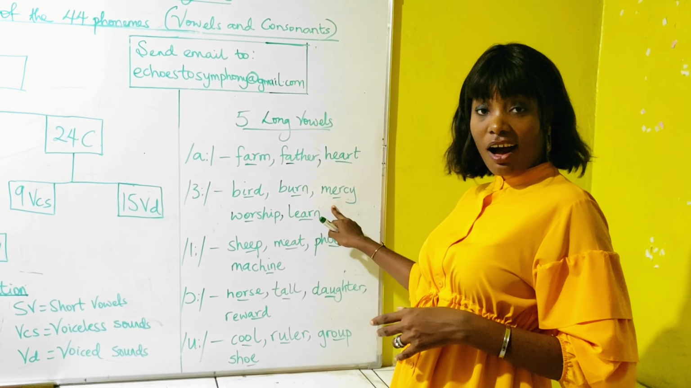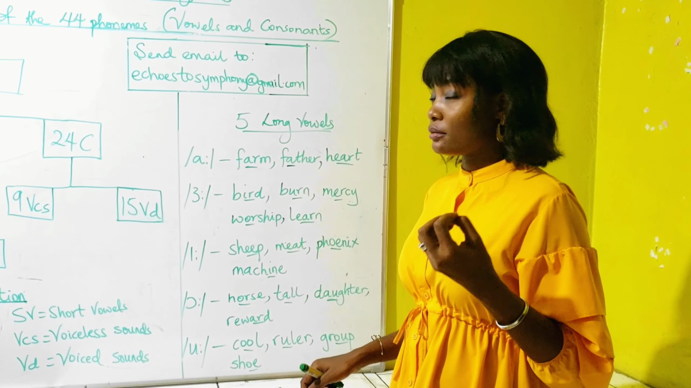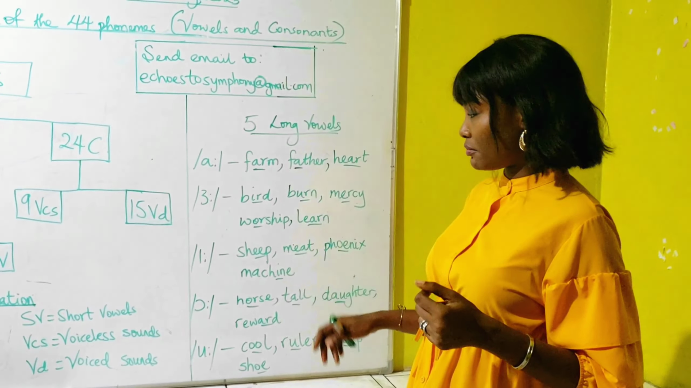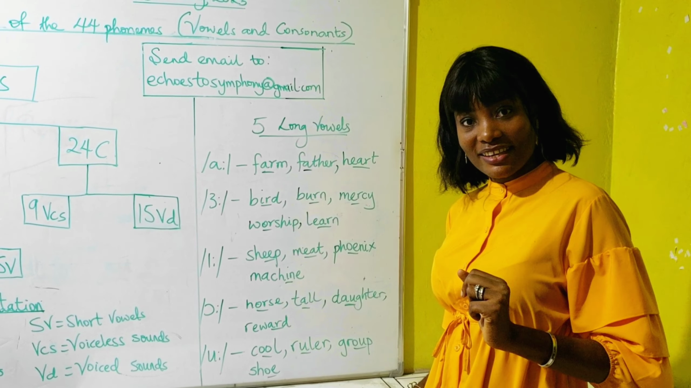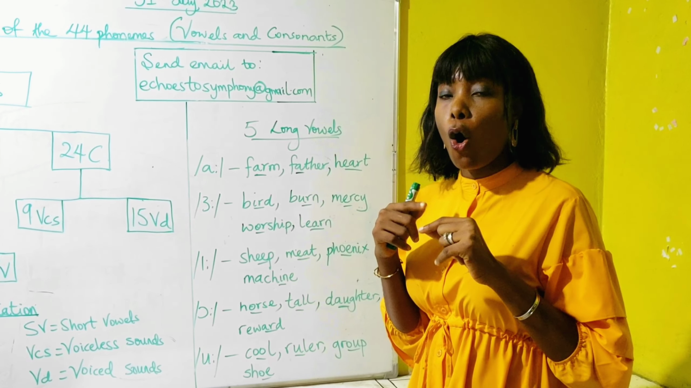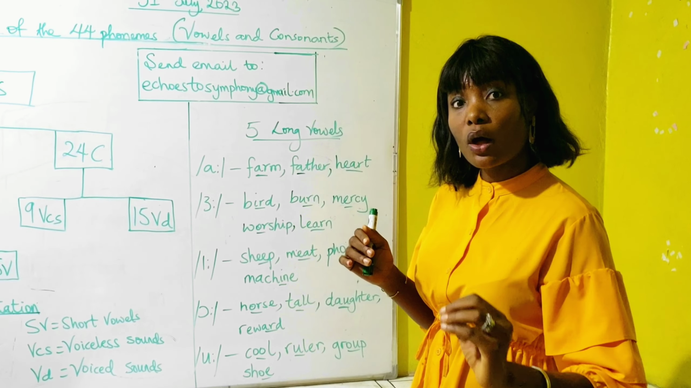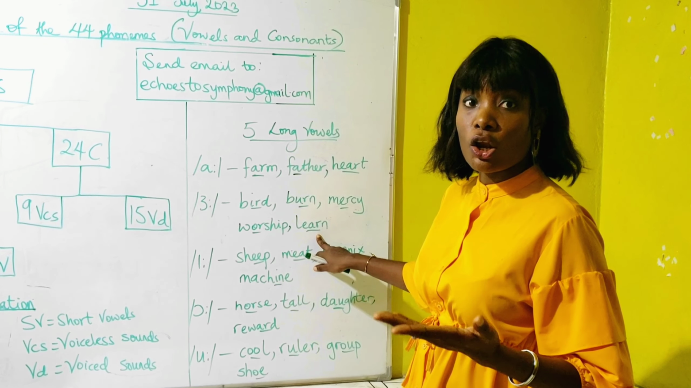We have ER in mercy. So don't say mercy, but mercy. Have mercy in it. We have OR in worship. You got it. Worship, not worship. It's not O, but it's worship. And then we also have EAR in learn.